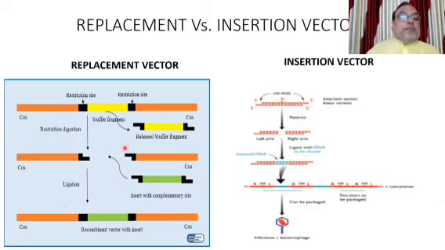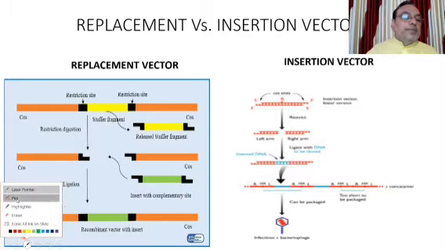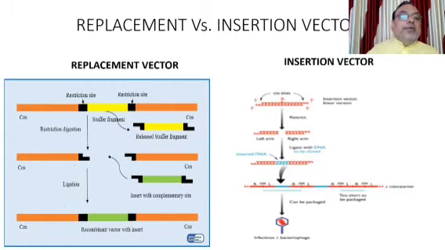So for inserting the insert, we have removed the region of the bacterial genome, which is called a stuffer fragment. So the question is, how will we identify it? What is the marker which will lead to its identification? How is it possible to identify the recombinant plasmid? So this is the stuffer region, okay?